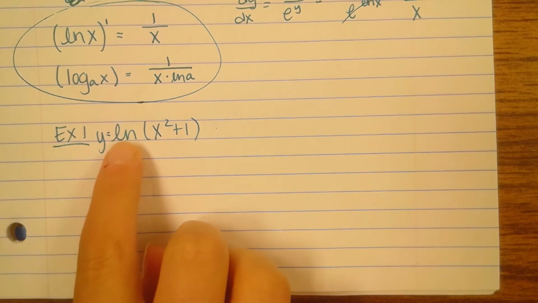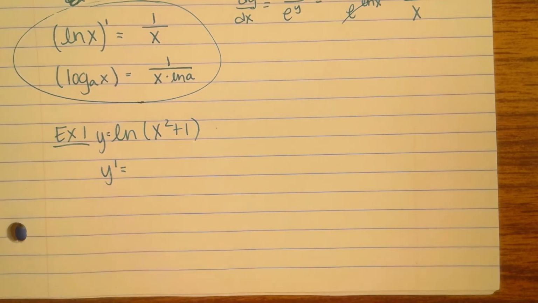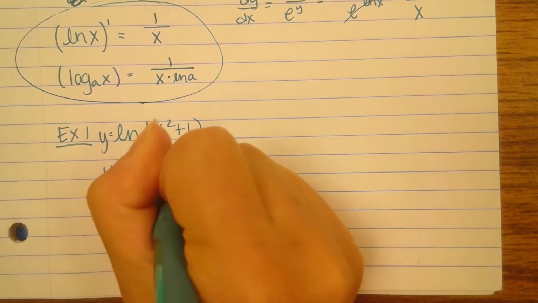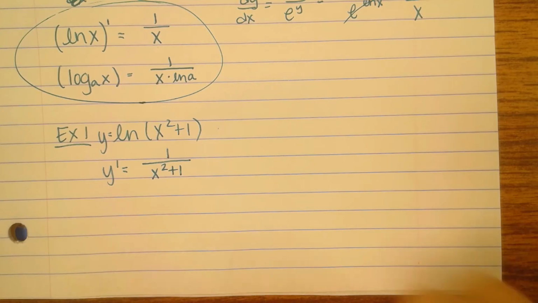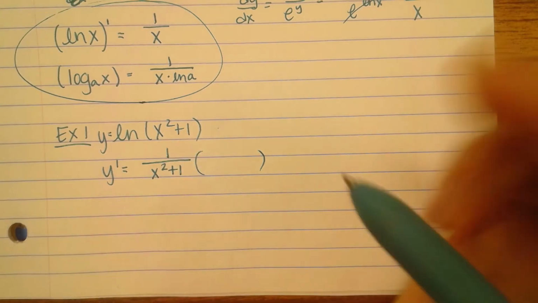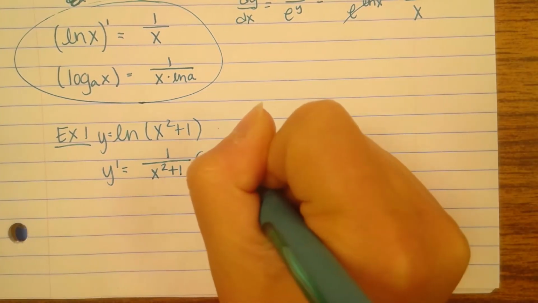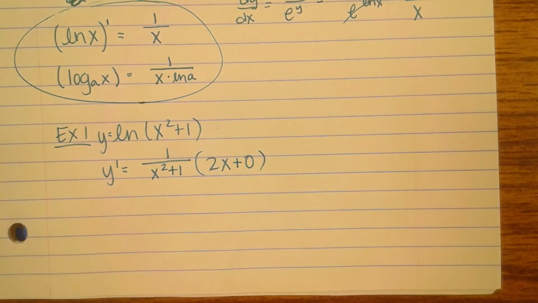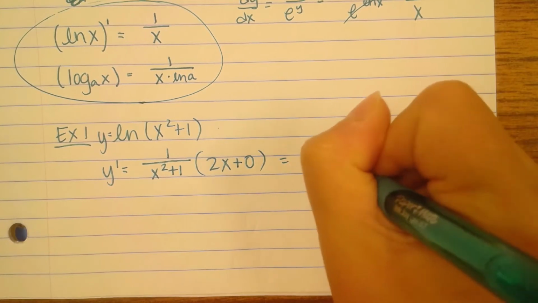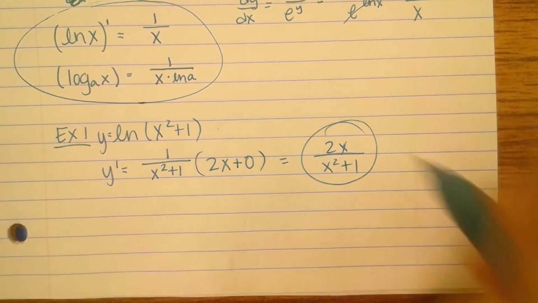Let's start with our outermost function because we work outer to inner. The derivative of natural log is 1 over whatever it is, so 1 over x squared plus 1. And then we multiply by the derivative of our inside function, which is x squared plus 1. The derivative of x squared plus 1 is 2x plus 1, or 2x plus 0, I should say. So 2x over x squared plus 1 is our derivative.